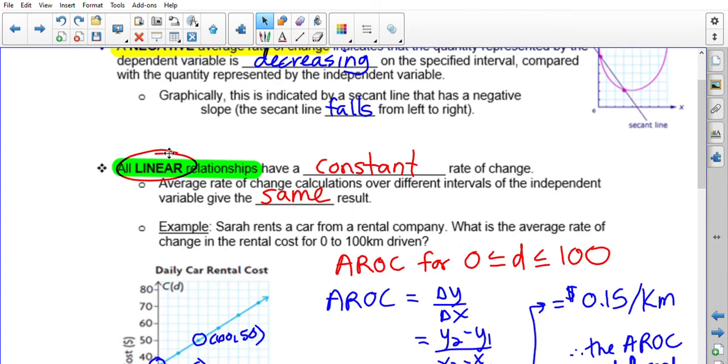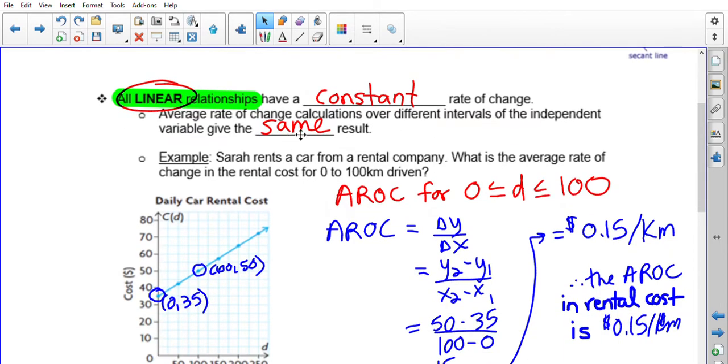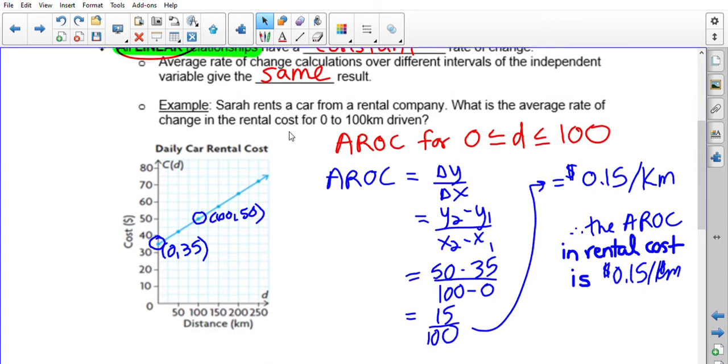And obviously from what we did in grade 9, all linear relationships have a constant rate of change. So the average rate of change calculations, over any intervals on a linear relationship, will always give you the same result, the same number back, right?